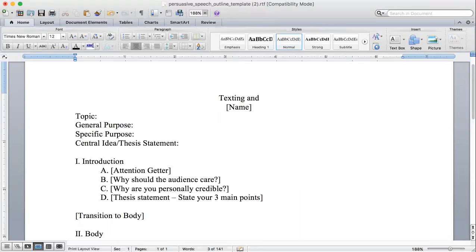Texting and driving is my topic. I'll put my name. So topic is, we'll say, banning texting and driving. My general purpose here is going to always be to persuade. Remember that the general purpose is either to inform, to persuade, or entertain. So for this speech, the last speech, it is to persuade.